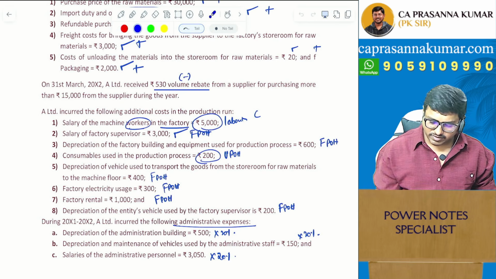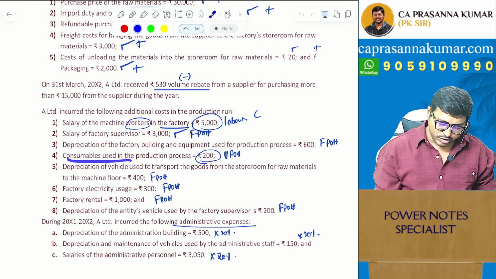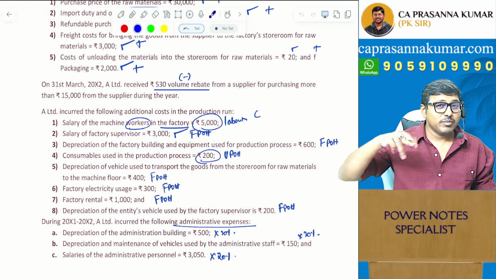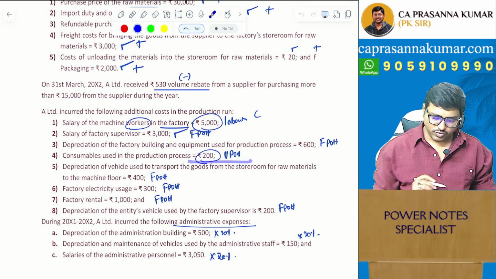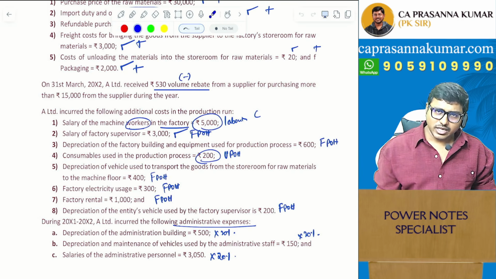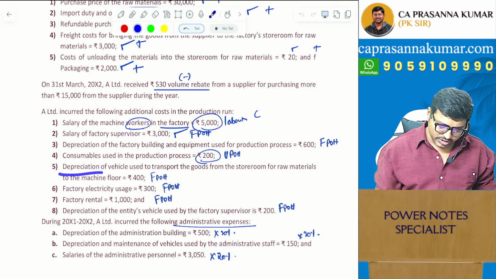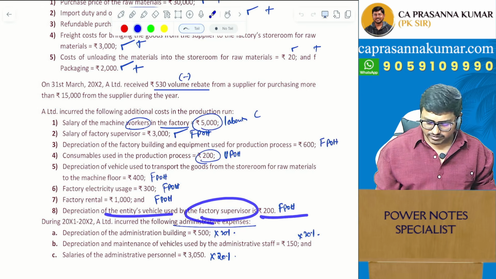That is again inside the factory. Fixed production overheads. Consumables used in the production process will vary, therefore it is variable production overheads. All this you need to consider as cost of conversion. Depreciation, fixed production overhead. Factory electricity usage, fixed production overhead. Factory rental, fixed production overhead. Depreciation of the entity's vehicle used by the factory supervisor, fixed production overhead.